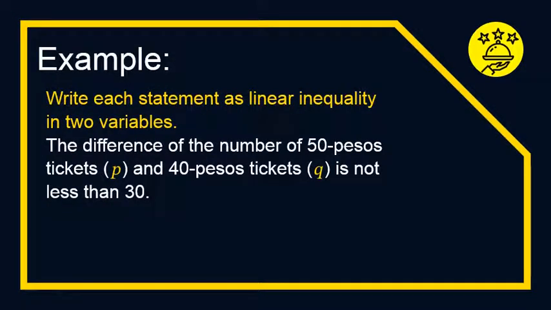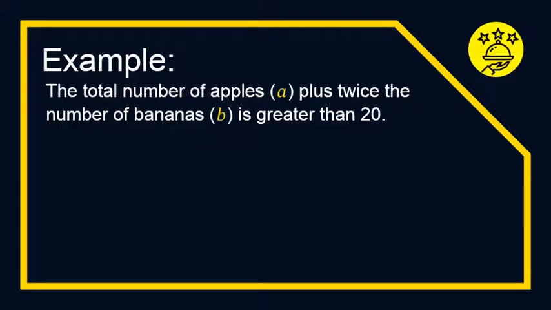Example number 1. Write each statement as a linear inequality in two variables. The difference of the number of 50 pesos tickets, or P, and 40 pesos tickets, or Q, is not less than 30. The total number of apples, or A, plus twice the number of bananas, or B, is greater than 20.